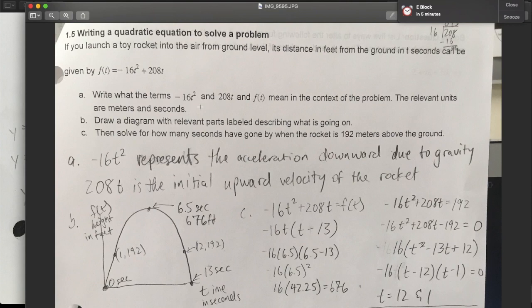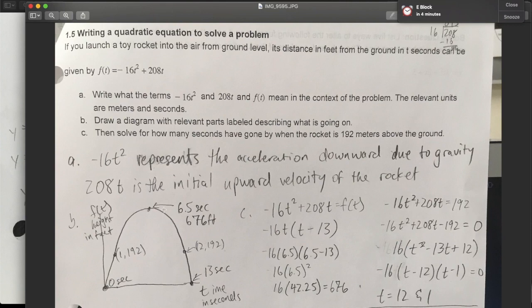Okay. So what do the terms -16t squared and 208t represent? Well, if you think about this as a parabola, the positive term is basically the initial speed. It's the thing pushing the rocket up, whereas the -16t squared is the thing pushing it down. So all in all, -16t squared represents acceleration downward, because it's negative due to gravity. And 208t is the initial upward velocity. It's positive, so going up.